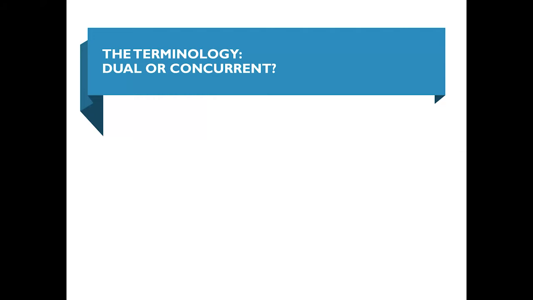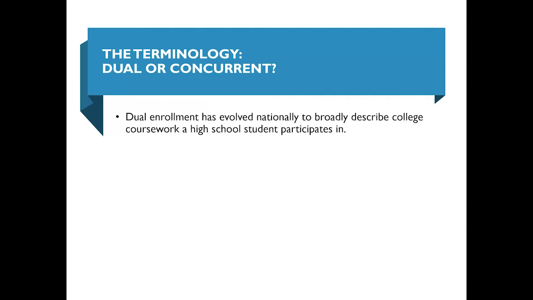And so we hear a lot about dual enrollment, or concurrent enrollment. So what's the difference? Dual enrollment is used pretty broadly nationally, and it's basically just to describe college coursework that a high school student is participating in. However, in current practice, the use of a dual enrollment program versus a concurrent enrollment program is really a local decision. As I'll be doing pretty regularly throughout this presentation, I'll be using the Coastline example just to shed some light on some of these topics.